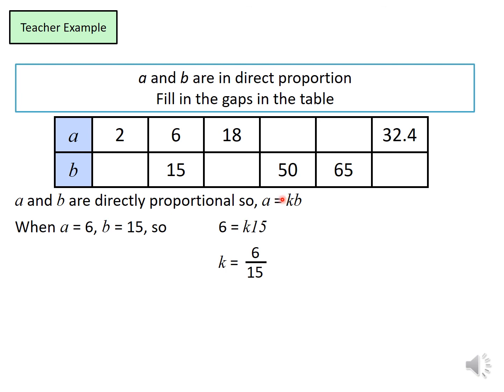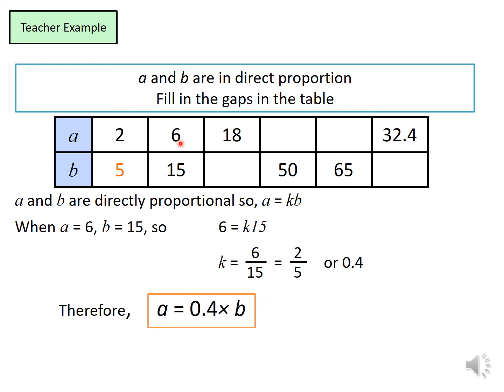So we use the middle part, this one, because for this one we have A and B. So we use this A and B. We put it in, instead of A and B, here we put 6 and 15 to find out the value for k. So once we find out the value for k, then we can write the equation for this question. And now using this, we can solve all the problems for this question. So if A is 2, we can find B, and so on. Okay, and then we complete the table.